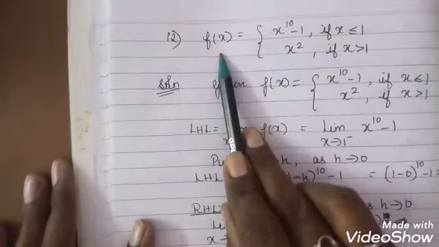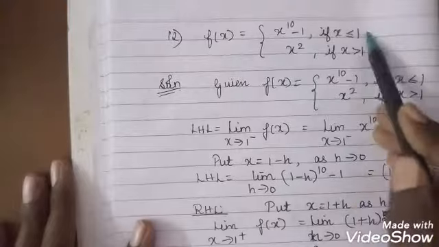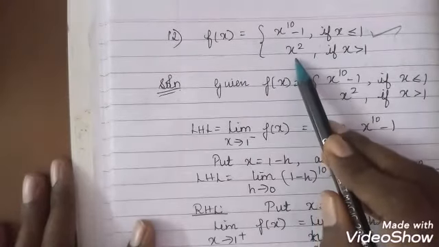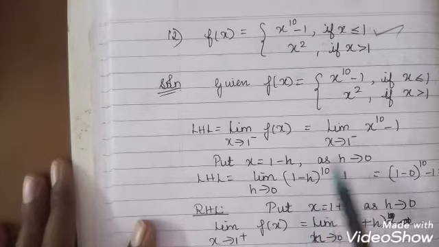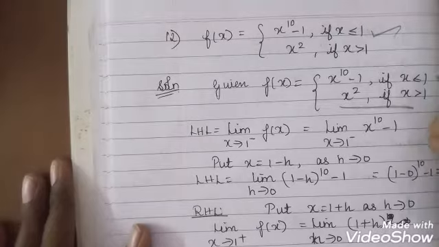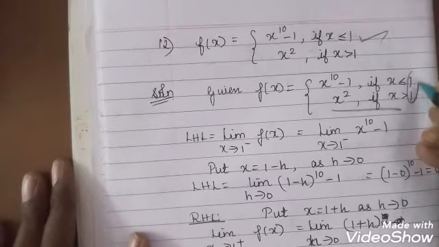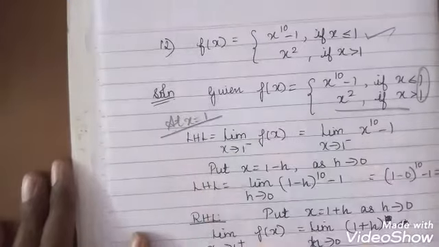Okay, so the question is the same. That's why I have written the function alone here. F of x is equal to x power 10 minus 1 if x is less than or equal to 1, and it is equal to x squared if x is greater than 1. Now again I have written the question here. So you all know at what point I will have to check here? At x is equal to 1. This is the point I will have to check here, at x is equal to 1.